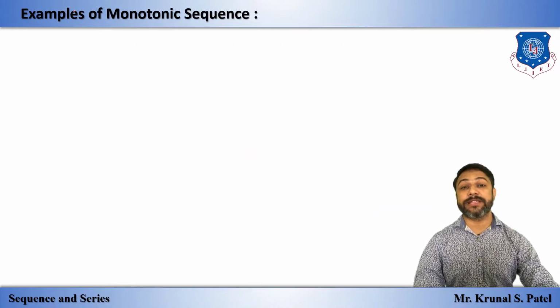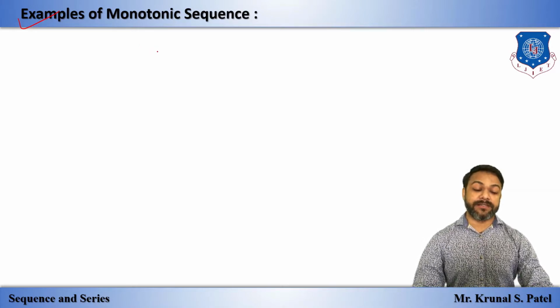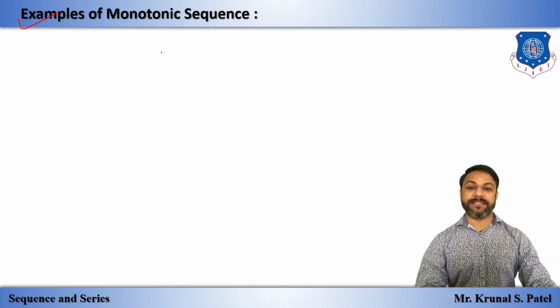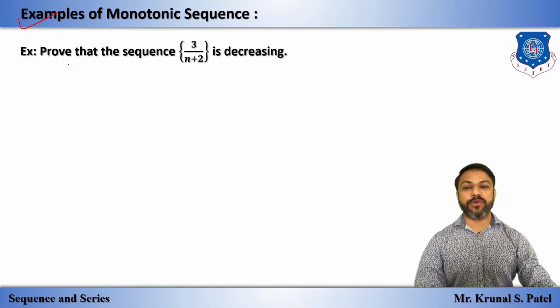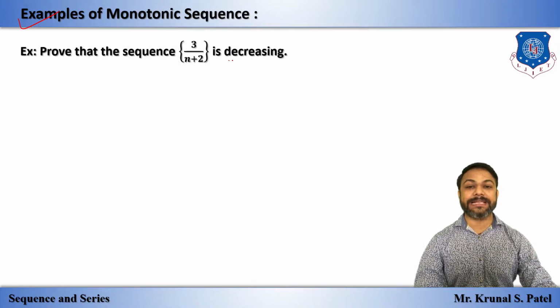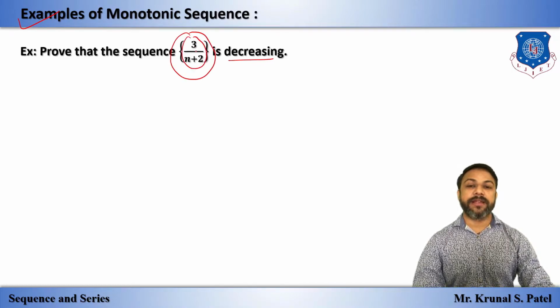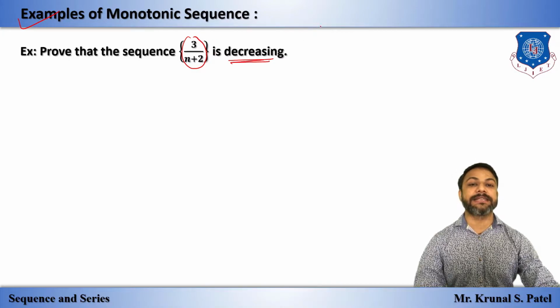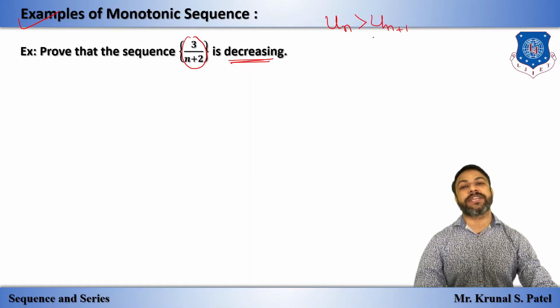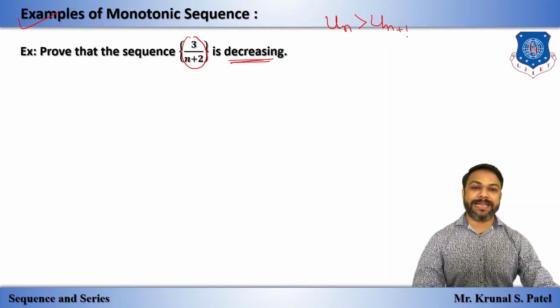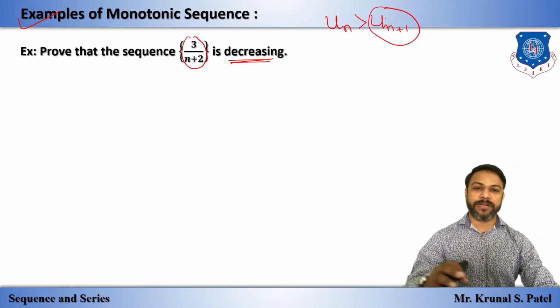Now let's have a look at an example, and by the example we will understand whether a sequence is increasing or decreasing. Prove that this sequence is decreasing. Here we have this sequence, this is our un. Now we have to prove that this sequence is decreasing. Decreasing means un is greater than un plus 1. We have to check this. That means as n increases, the term decreases.